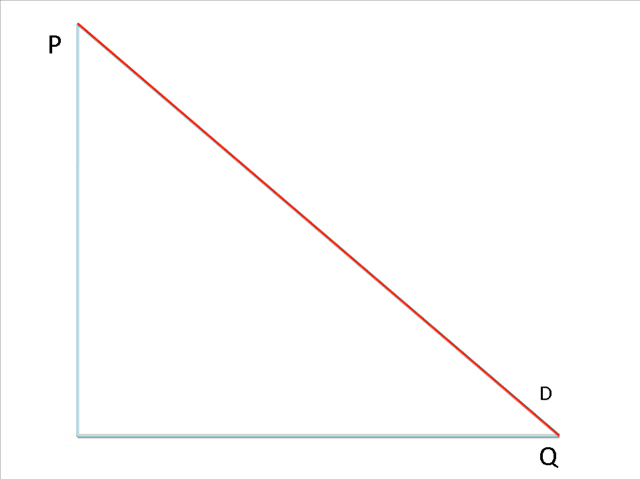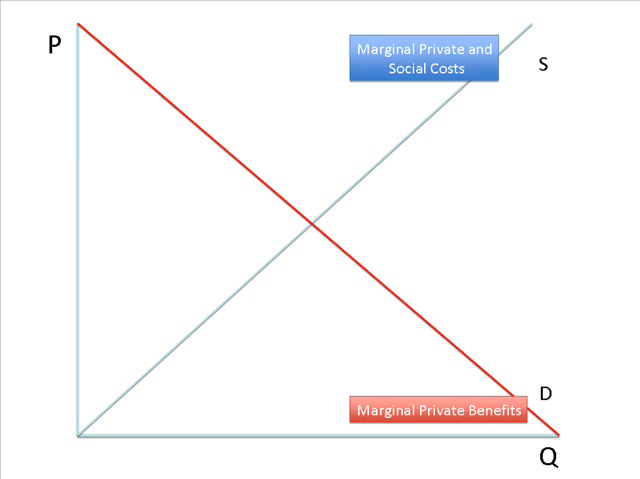To graph these benefits, we'll start with our X and Y axis. Don't forget to label price and quantity on each axis. Next, we'll add in our demand curve and our supply curve. For externality graphs, the demand curve will also represent marginal private benefits, while the supply curve will also represent marginal private and social costs. We can then label our price and quantity at the equilibrium.